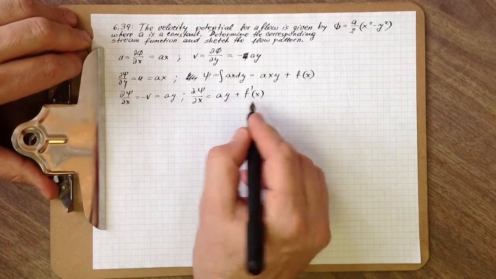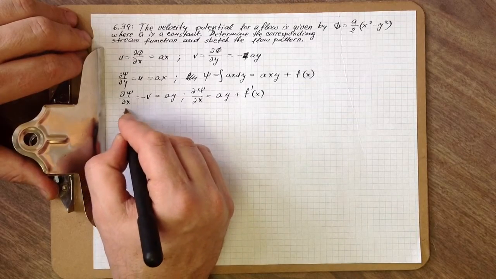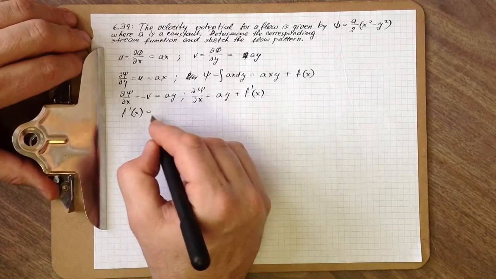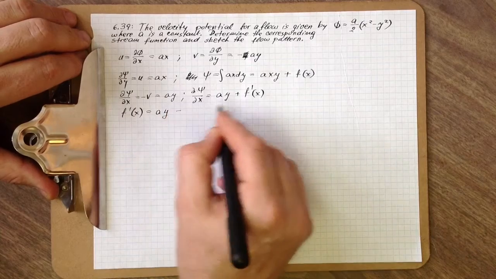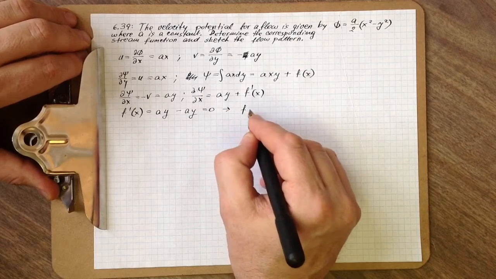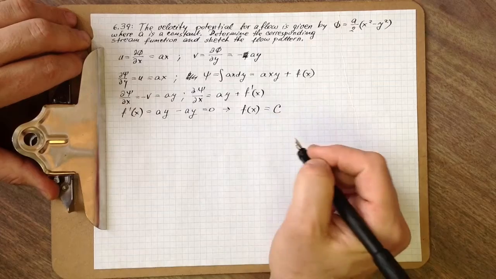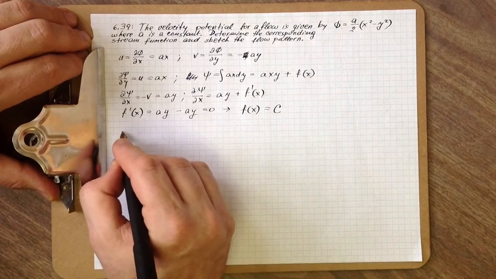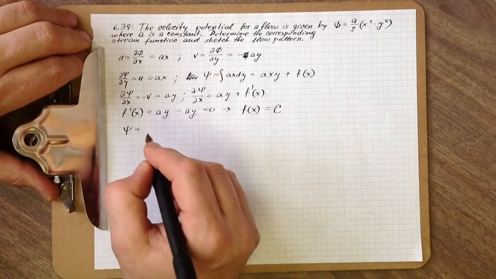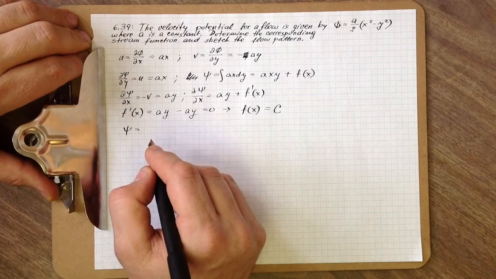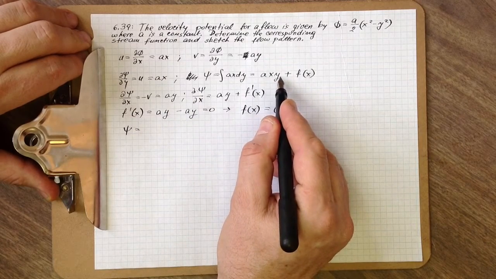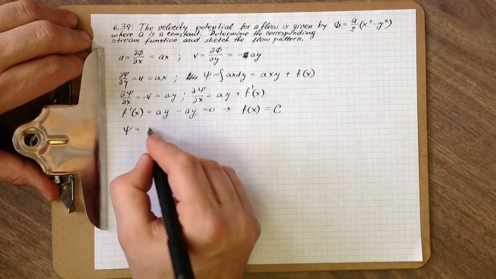Now essentially I have this and equal to this, so we can see immediately that f prime is 0, but let's write it the long way. So f prime of x is equal to ay minus ay equals 0, which means that the function f of x itself is some constant c. And finally, the whole stream function is a combination of the two, so we have axy plus c.